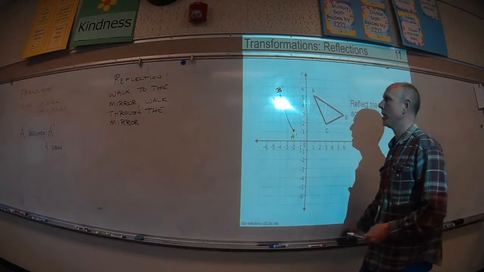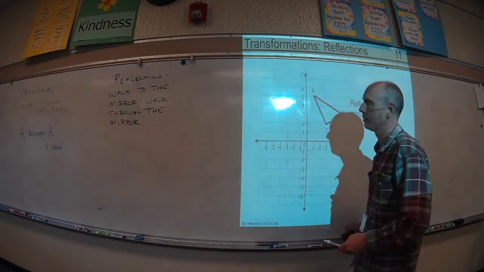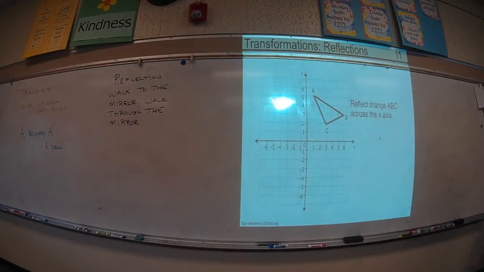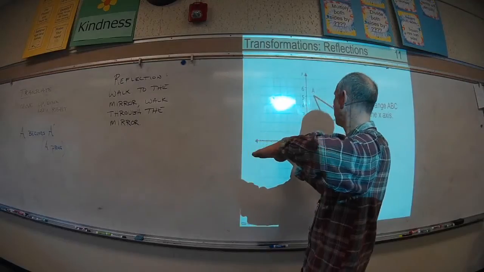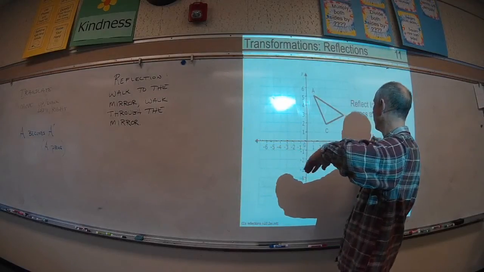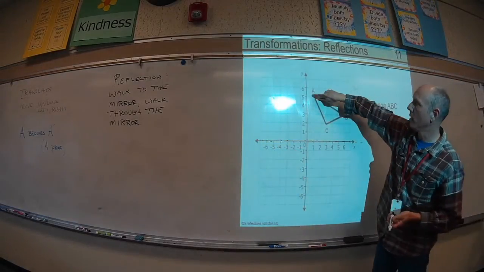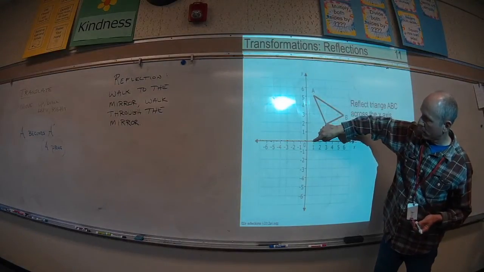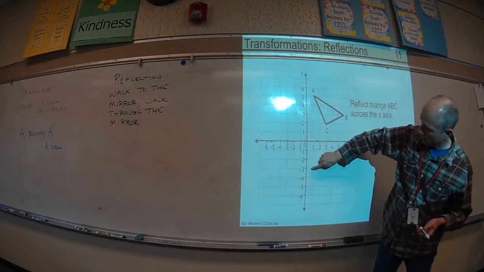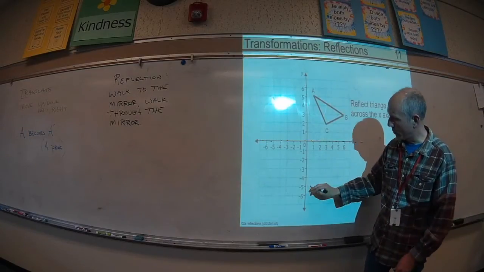Show me with your arms, which way does the mirror go on this one? Good. The mirror is the x-axis. We're going to reflect it across that line, point by point. Walk to the mirror. Count with me. 1, 2, 3, 4, 5. Through the mirror. 1, 2, 3, 4, 5. Good. What's the name of that point?